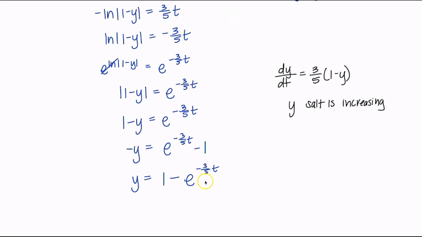So this should work for our initial condition. If I substitute in 0, I should get out 0. Well, if I let t equal 0, e to the 0 is 1, and 1 minus 1 is 0. So that worked out. My initial condition works, and now this function represents the amount of salt at different times t.